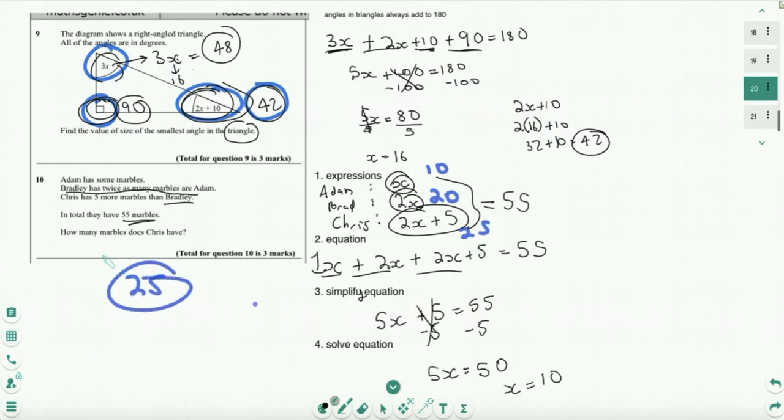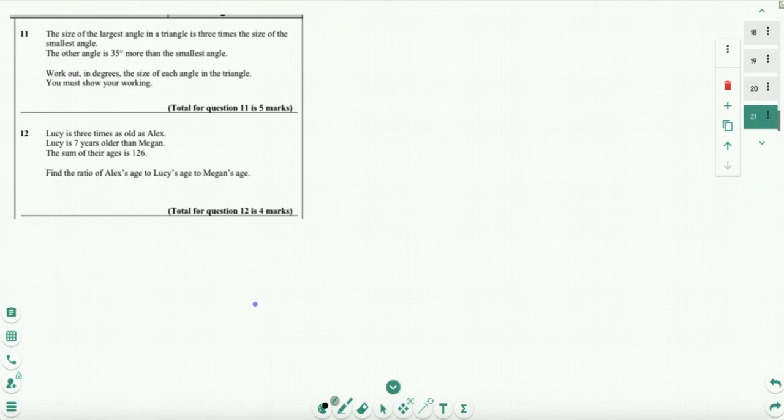Chris has 25 marbles. On the next page, you can try these two questions over here, okay? So give it a pause, and very similar to the last ones.